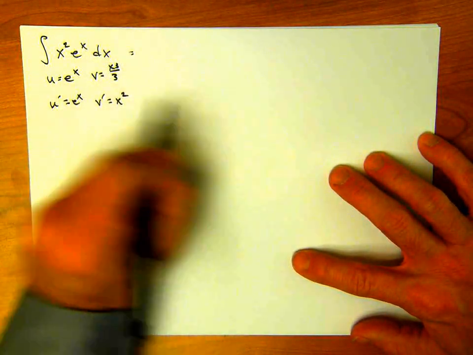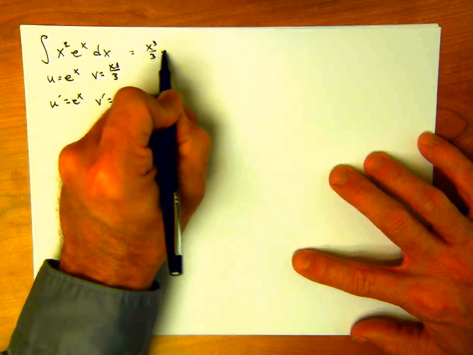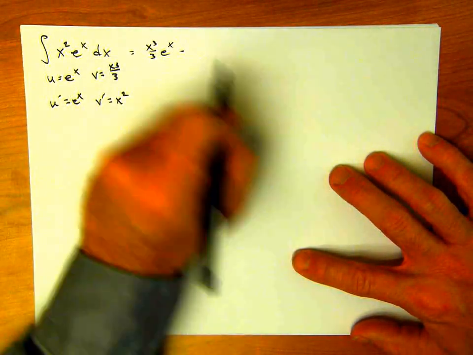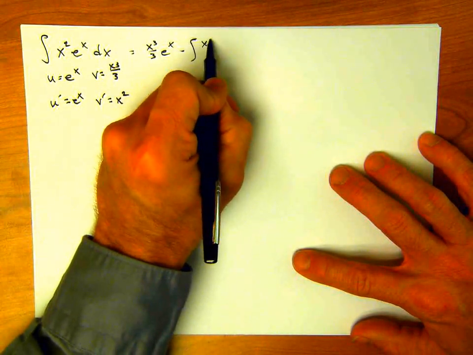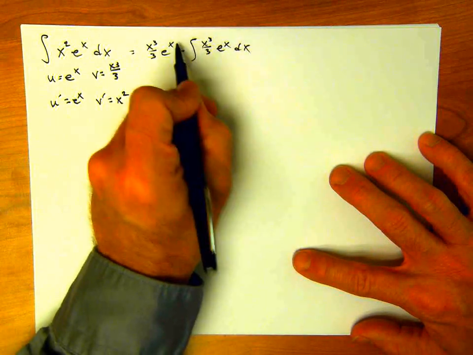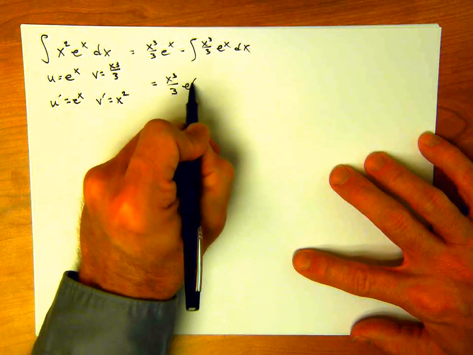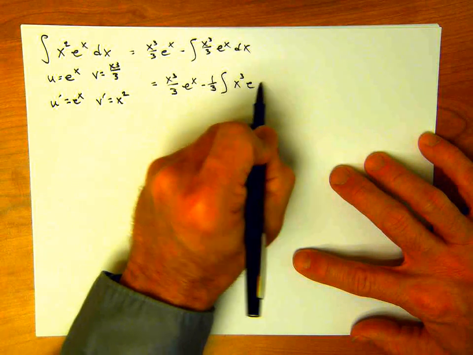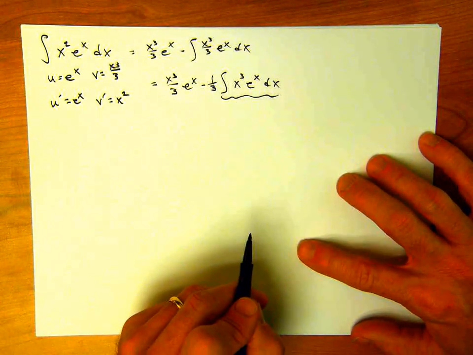So then this would give us u times v, which is x cubed over 3 times e to the x, minus the integral of u prime times v. So that would be x cubed over 3 e to the x dx. We can bring the 1/3 out, so we get x cubed over 3 e to the x minus 1/3 integral x cubed e to the x dx. Well, how do we do that?